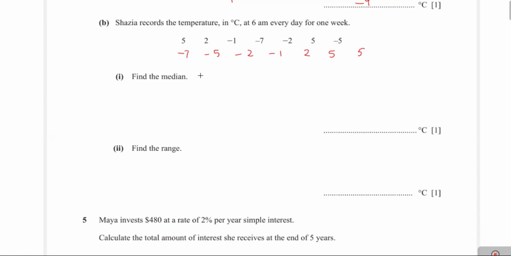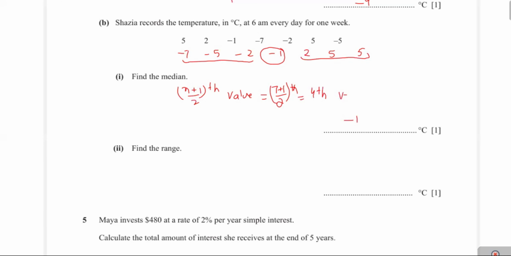After arranging these values, we have to find the median. Median is the middle value of the data. Now you see here, the middle value of the data will be -1, and this is the answer. Now you can find it by using the formula (n plus 1) over 2 th value, and here the total values are 7. 7 plus 1 over 2 is the 4th value, and the 4th value you see here is -1.